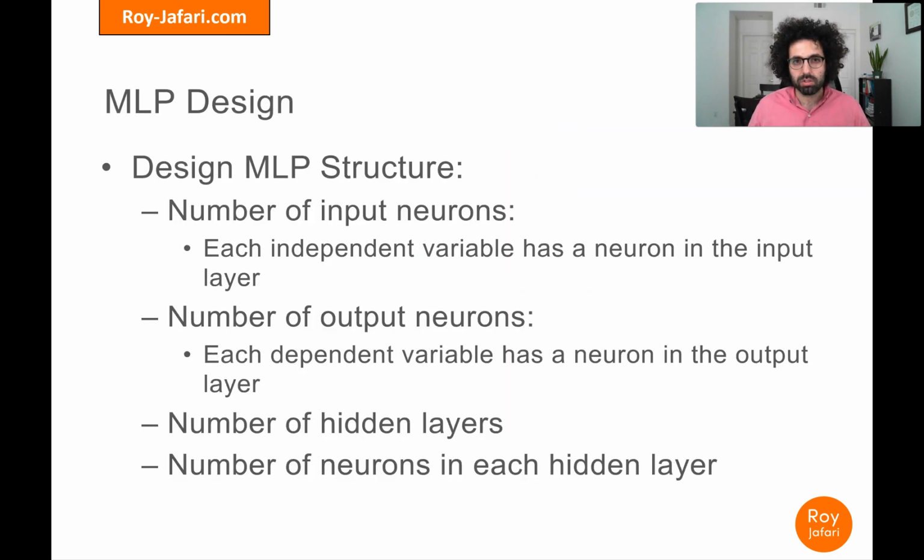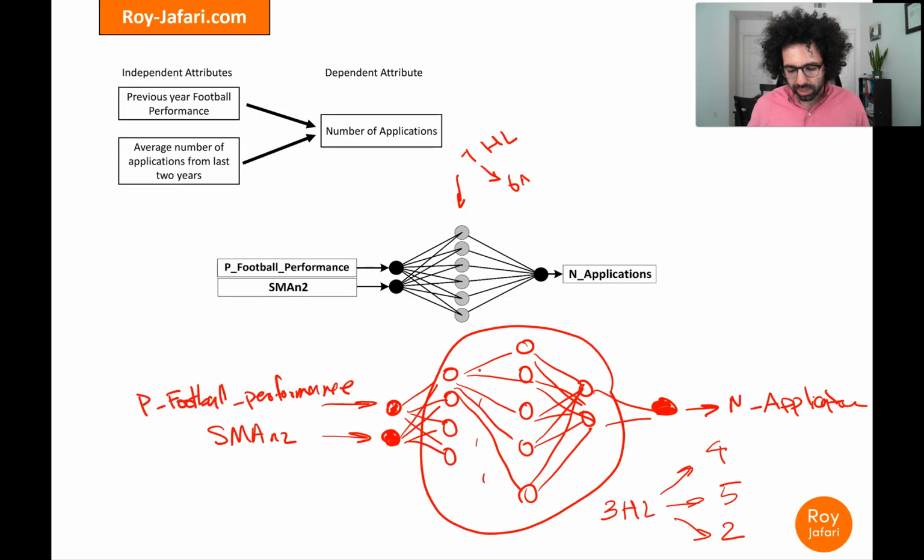And when we go about designing an MLP, two matters come from our design of the prediction task. When we design a prediction task, we have already decided the number of independent attributes and the dependent attribute. For each independent attribute in our prediction task, we're going to have one neuron in the input layer. And for each dependent attribute, we're going to have one neuron in the output layer. And of course, for most of the prediction tasks we've learned, we're going to have one dependent attribute, therefore one output neuron. But the number of hidden layers and number of neurons in each hidden layer is a matter of design. We actually did that when we discussed here, right?